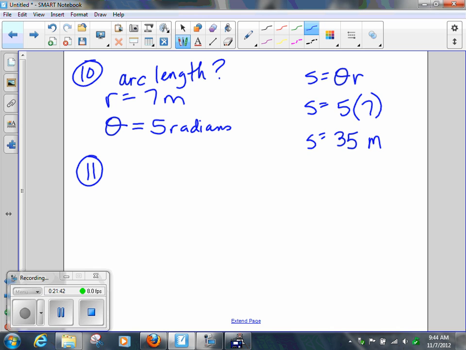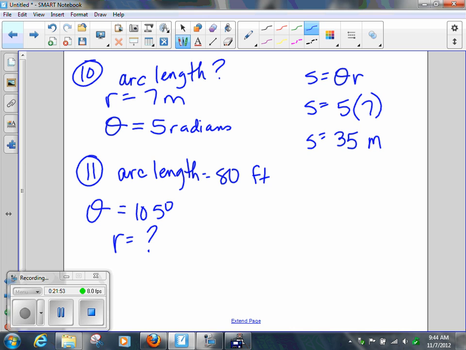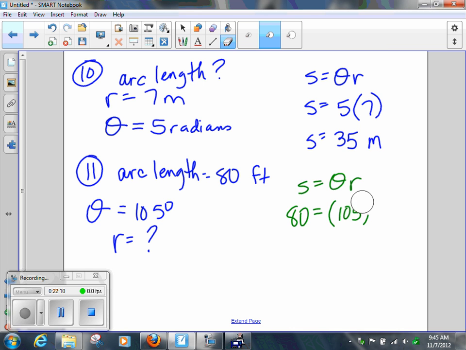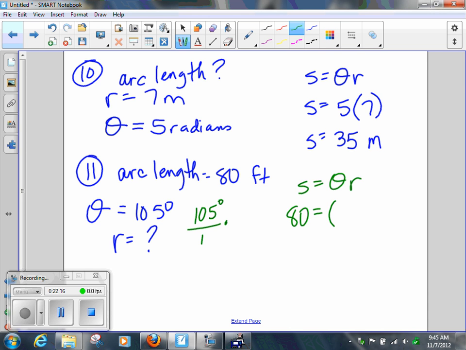11 says circular arc length. The arc length is 80 feet. Central angle theta is 105 degrees. What's the radius? What formula? Same one. Arc length is 80. Theta, 105. So I'm going to take 105 degrees, and I'm going to convert it. What's my conversion factor, folks? Pi over 180.